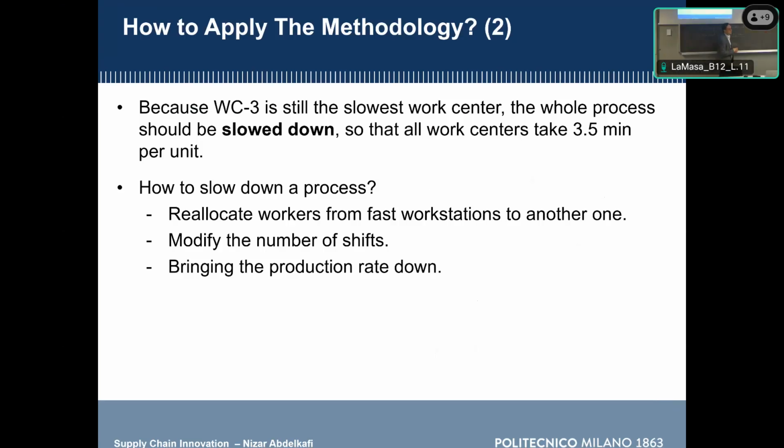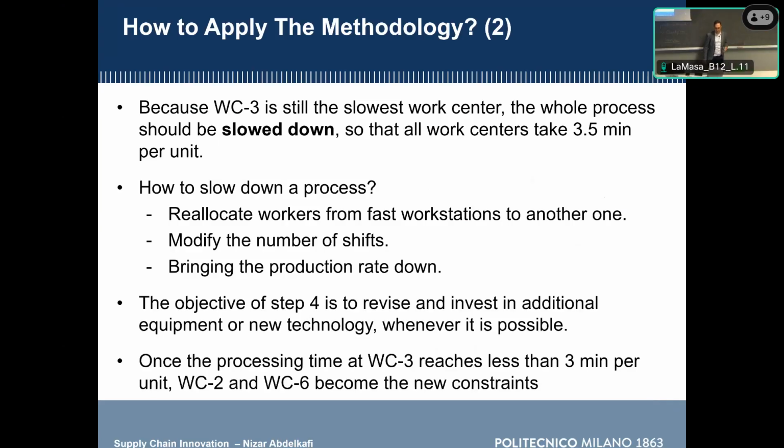If it is an automatic machine, instead of making 30 units per hour, you just set it to make 20 units per hour or so. So the objective of step 4 is to revise and invest in additional equipment or new technology whenever it is possible. So we have work center 3. We try to make it faster somehow.